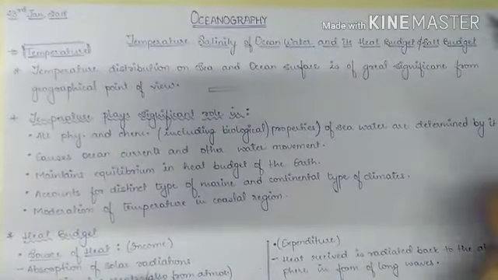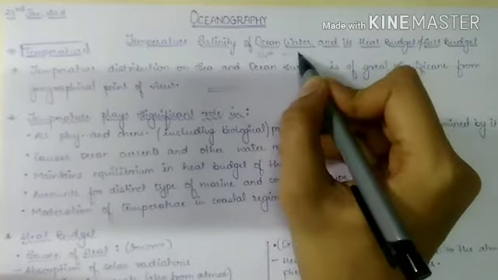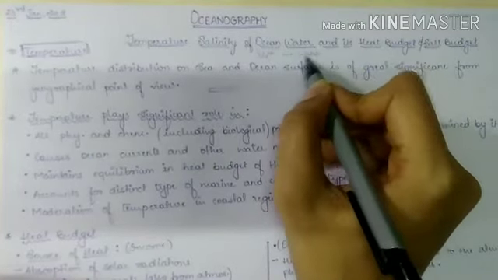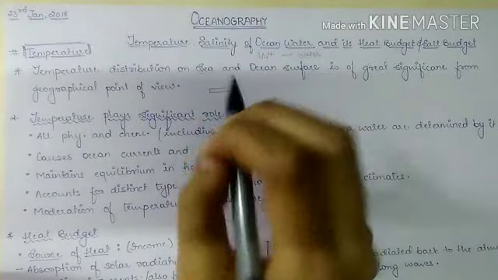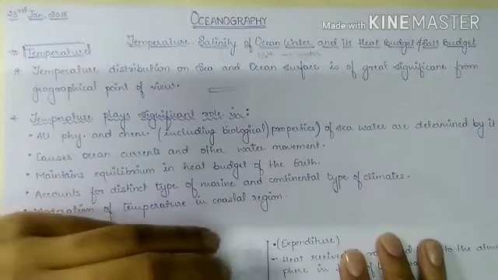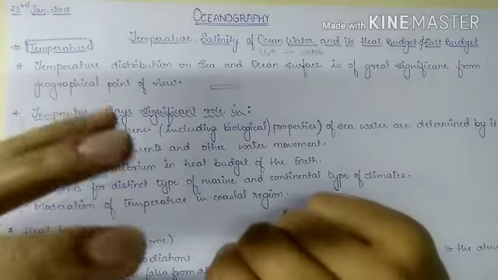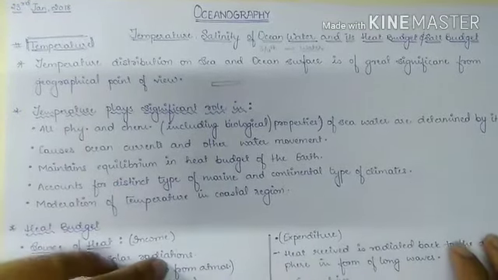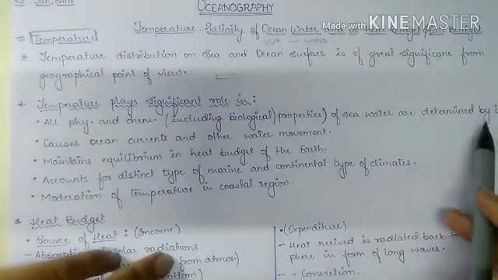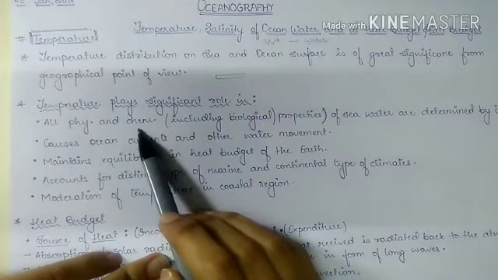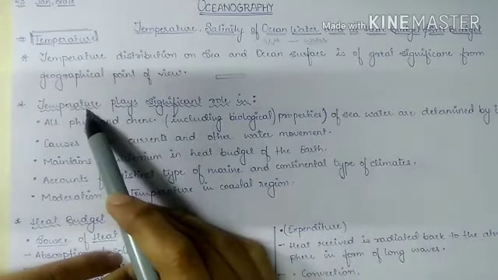We all know that 3/4 of our earth is covered with water, which is majorly in ocean surfaces and sea. So the temperature distribution of sea and ocean surface has a great significance from the geographical point of view. How? That we'll see. First of all, the physical and chemical properties of the seawater are determined by it. Now, how are the physical and chemical properties, along with the biological properties of the seawater, determined by the temperature?